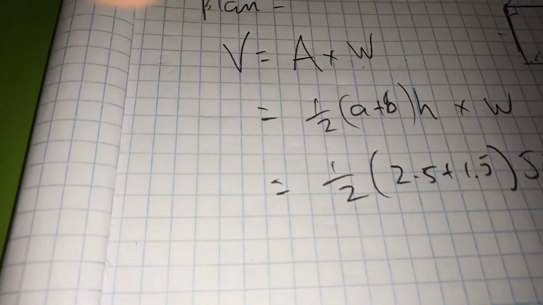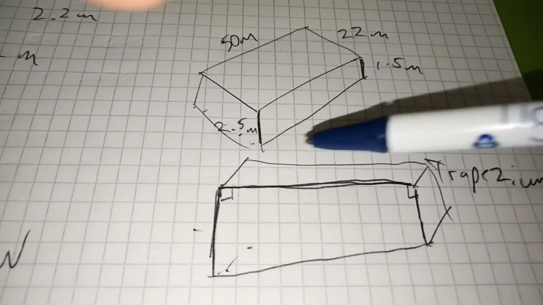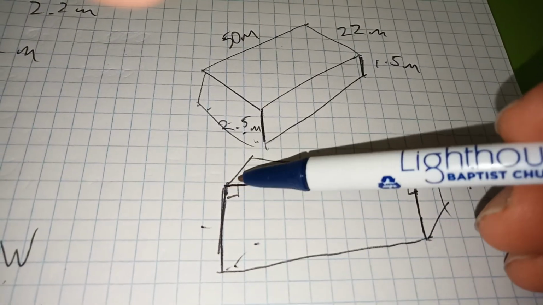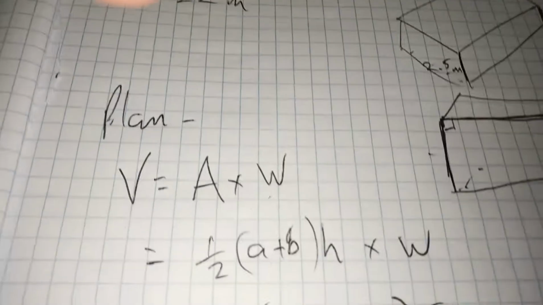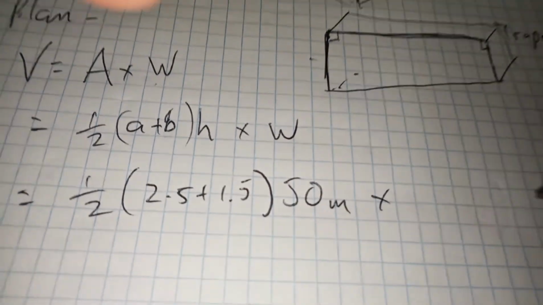Okay, then we're going to times that by the width of the pool to get our volume, and the width of our pool, we calculated before, is 22 meters. So I'm going to times that by 22.